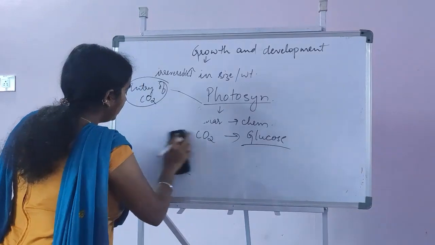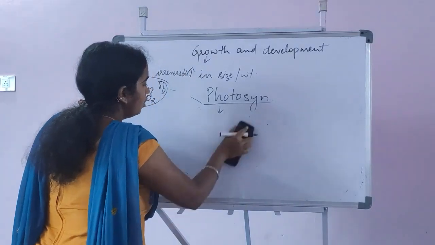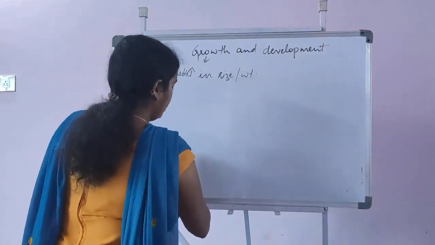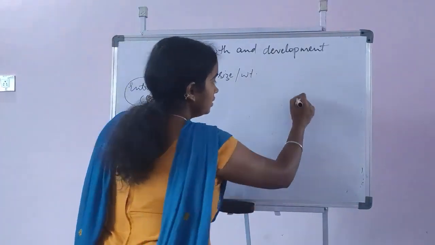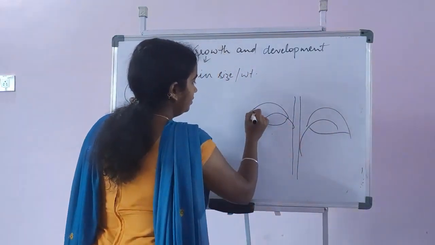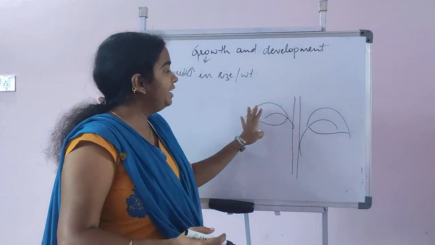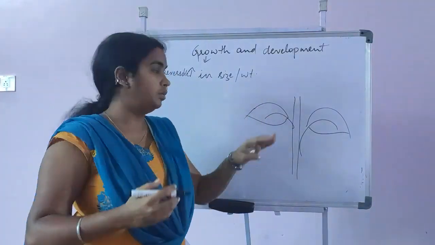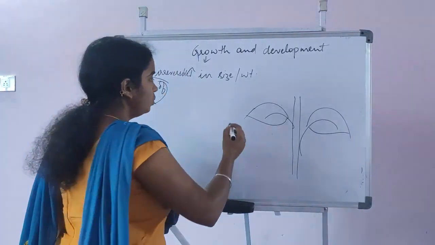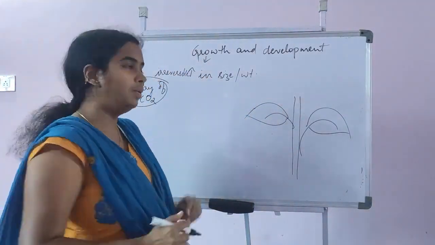When the atmospheric carbon dioxide is entering into the plant, there will be some resistance offered by the leaf surface area. Suppose this is a plant, just a rough diagram. When carbon dioxide is entering into the plant, the leaf surface and the different parts of the plant will offer some resistance for the entry of the carbon dioxide. So there are three different resistances which will be offered by a single plant.